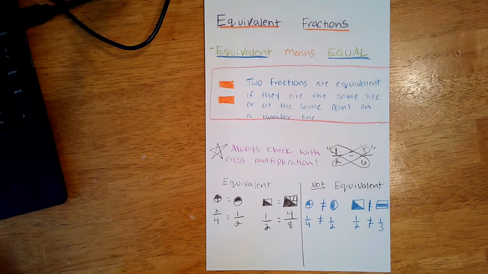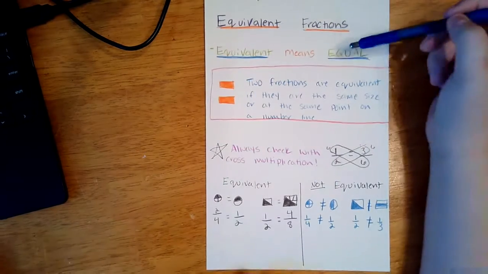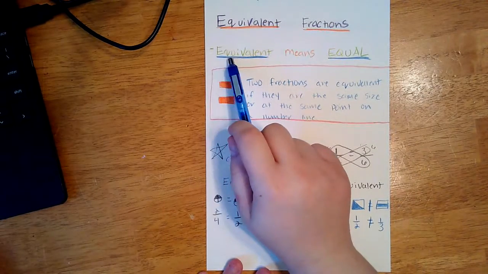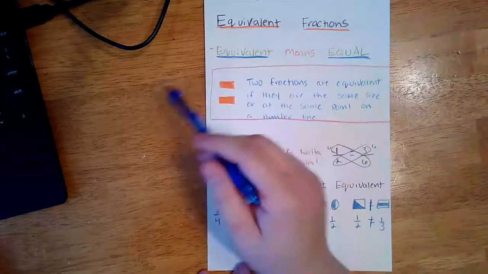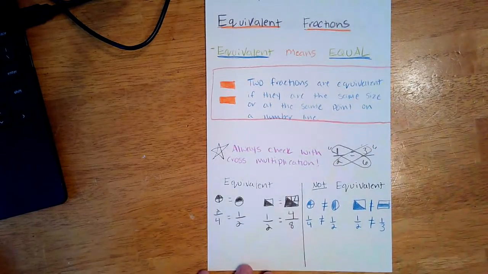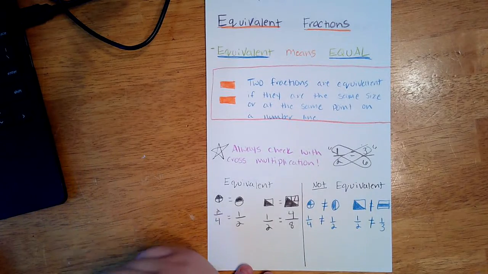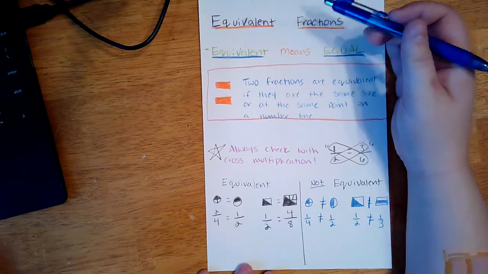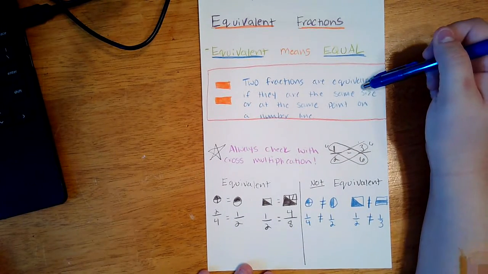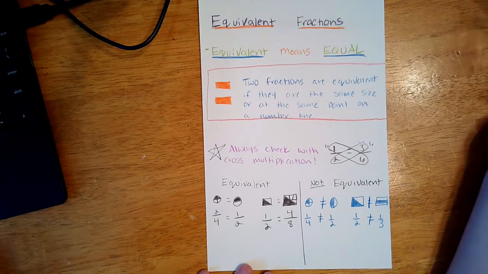Today we are going to be talking about equivalent fractions. So the first thing we need to know is that equivalent means equal, okay? And I always remember it because EQU, EQU. Equivalent, equal, okay? That means that they are the same. Now, if two fractions are equivalent, that happens if they have the same size or they are at the same point on a number line.